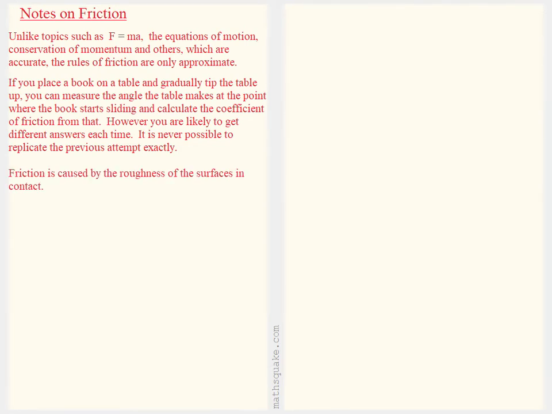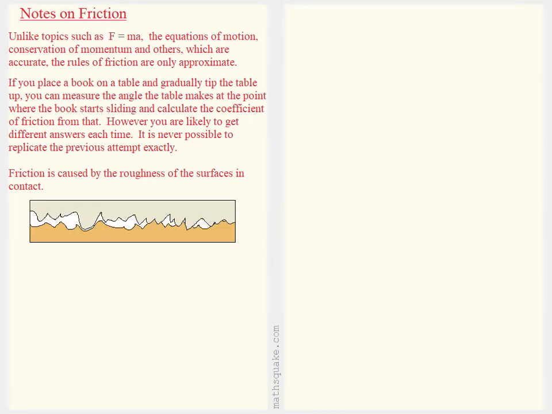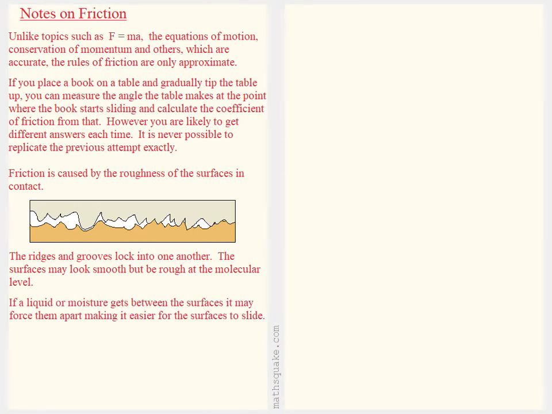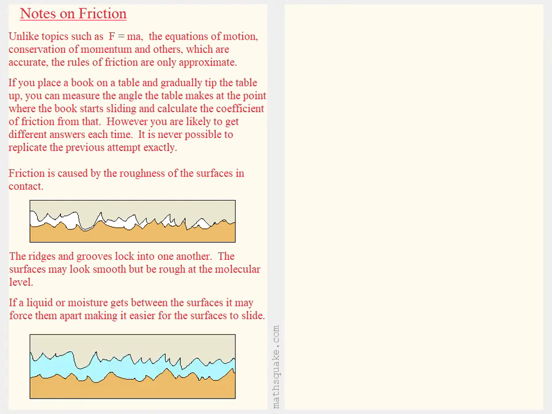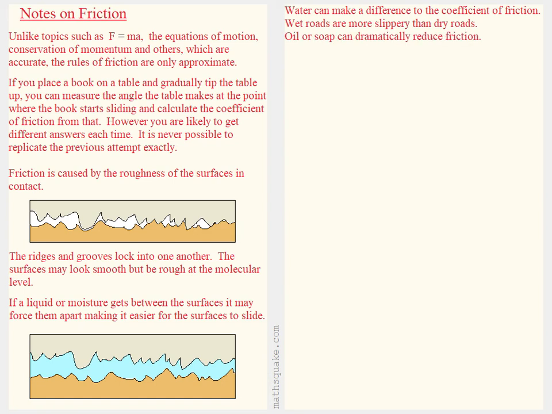Friction is caused by the roughnesses of the surfaces in contact. We can see this in the diagram. The ridges and grooves lock into one another. The surfaces may look smooth but be rough at the molecular level. If a liquid or moisture gets between the surfaces, it may force them apart, making it easier for the surfaces to slide. We can see this in the second diagram. Water can make a difference to the coefficient of friction. Wet roads are more slippery than dry roads. Oil or soap can dramatically reduce friction.